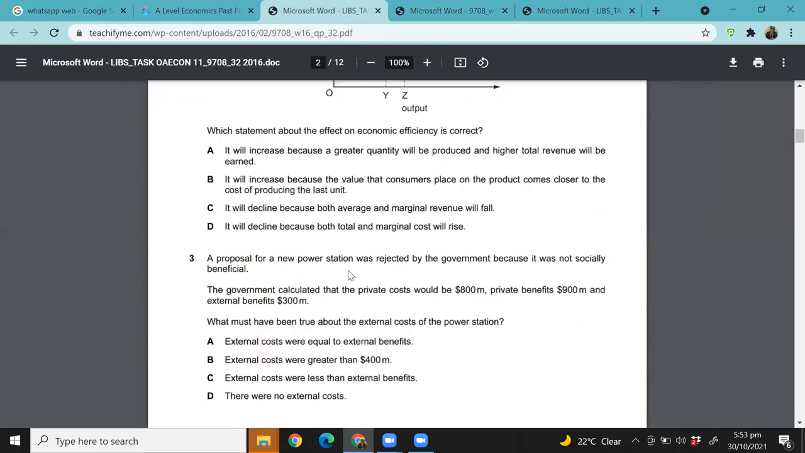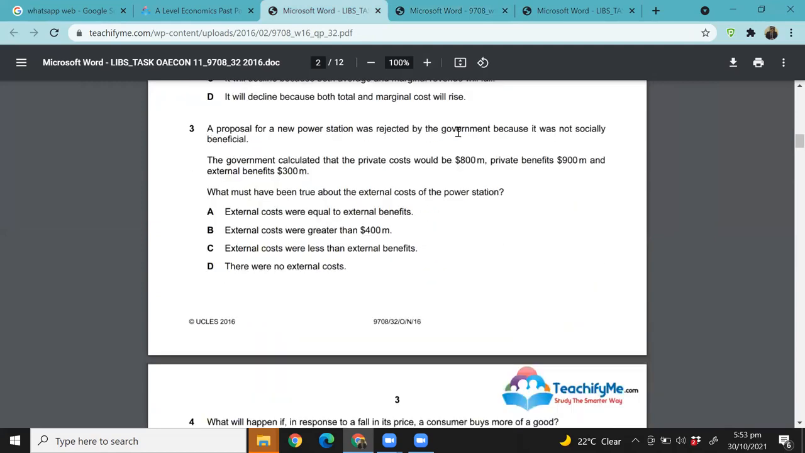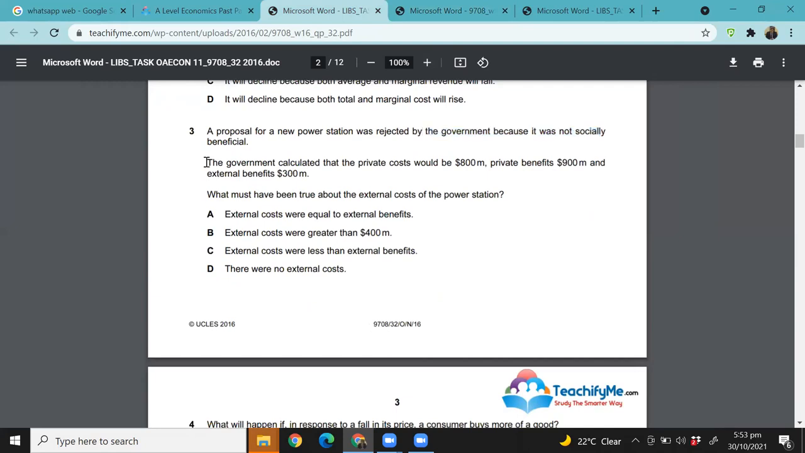A proposal for a new power project was rejected by the government because it was not socially beneficial. The government calculated that the private cost would be 800 million, private benefit would be 900 million, and the external benefits would be 300 million, right? So what must have been true about the external cost of the power station? So how do countries decide whether they should continue with the project or not?